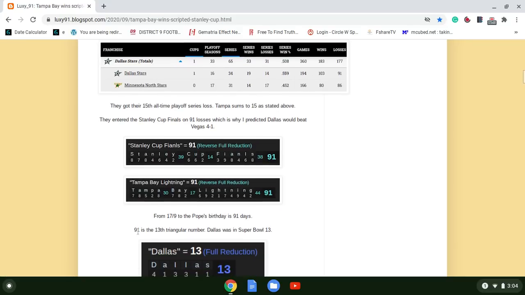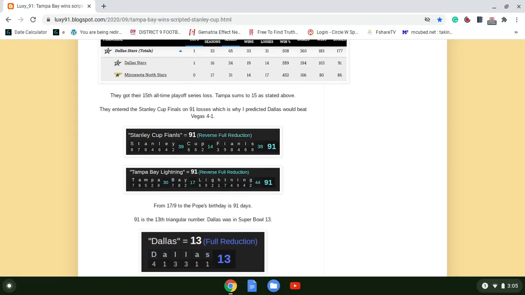Notice how 91 is the 13th triangular number. Dallas is 13. They were in Super Bowl 13. Triangular numbers mean when you add 1 through 13 together, it sums to 91.